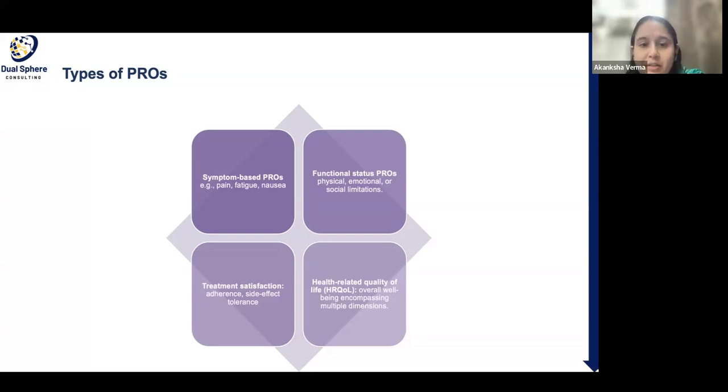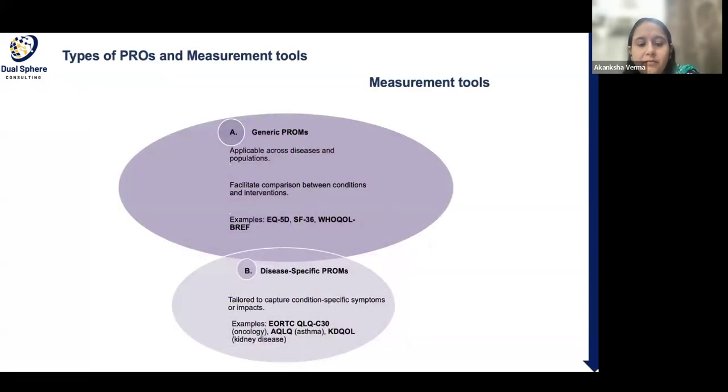Next slide, please, Richa. Now, how do you measure these PROs? There are different tools available to actually capture this type of data directly from the patients. And there are broadly two types of measurement tools. One is very generic. Okay, the other is very disease specific, very condition specific.